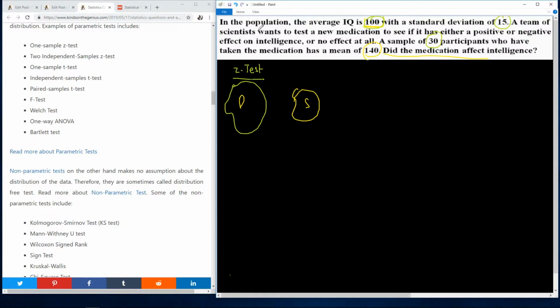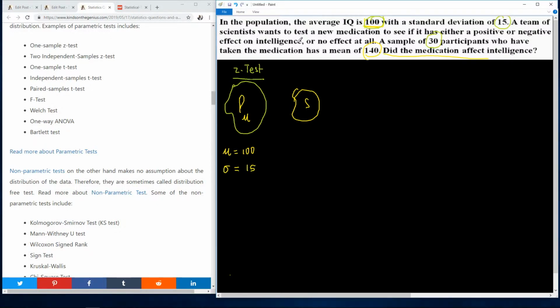So before you extract, also try to understand the question. In this case, it says in a population, the average IQ is 100, meaning that in this population, the mean IQ is 100. So the mean is 100 and standard deviation is 15. So in this case, we have standard deviation. So standard deviation is represented in this way, and it is 15.